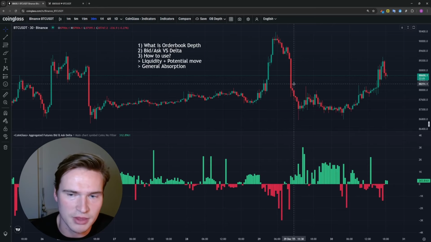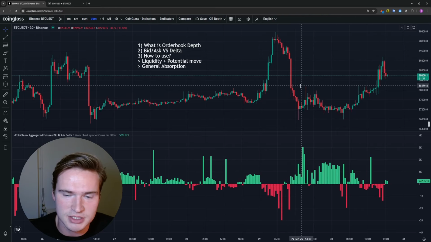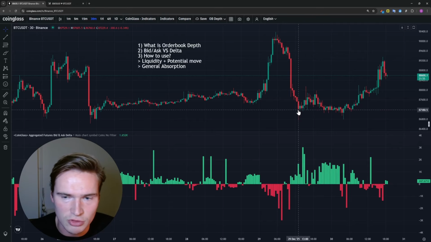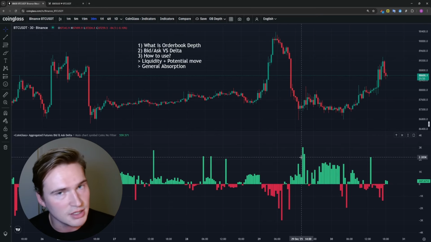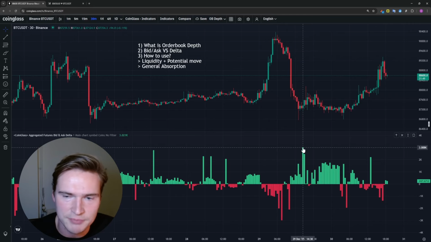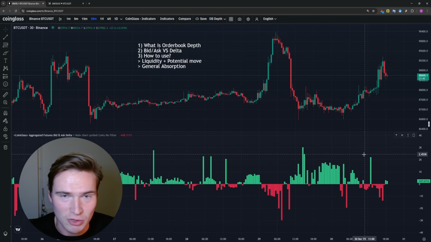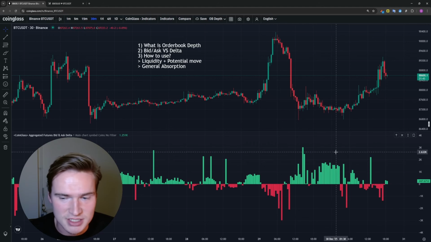So what you can see is that when the price aggressively pushes down, that's not necessarily reflected in the order book, or at the very least, it's reflected as a bid delta, as in more bid orders than ask orders, sell orders, which in this case is not always a good thing.